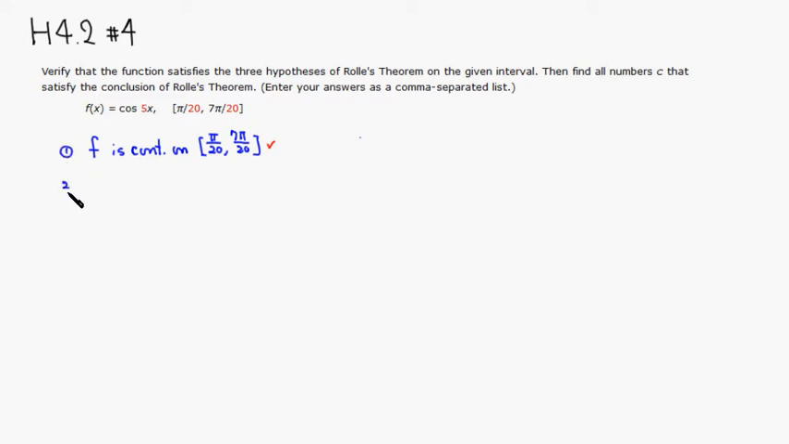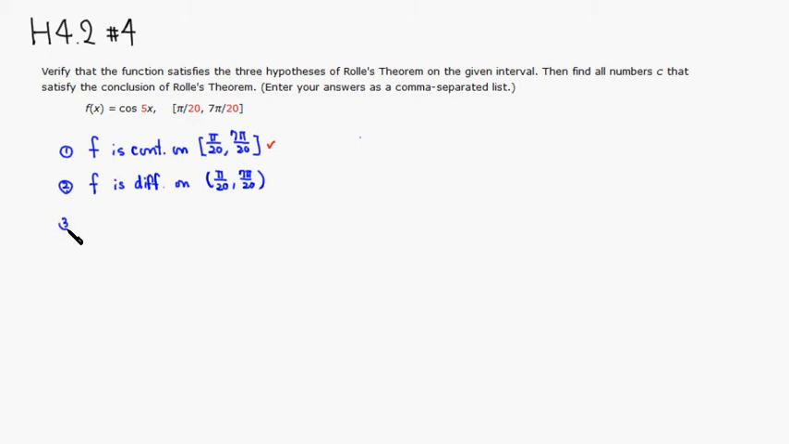All right, the second one is f has to be differentiable. Again, the cosine function is differentiable everywhere, so there's no problem being differentiable on an open interval. Let's see, I'm going to have to erase this. An open interval from pi over 20 to 7 pi over 20.